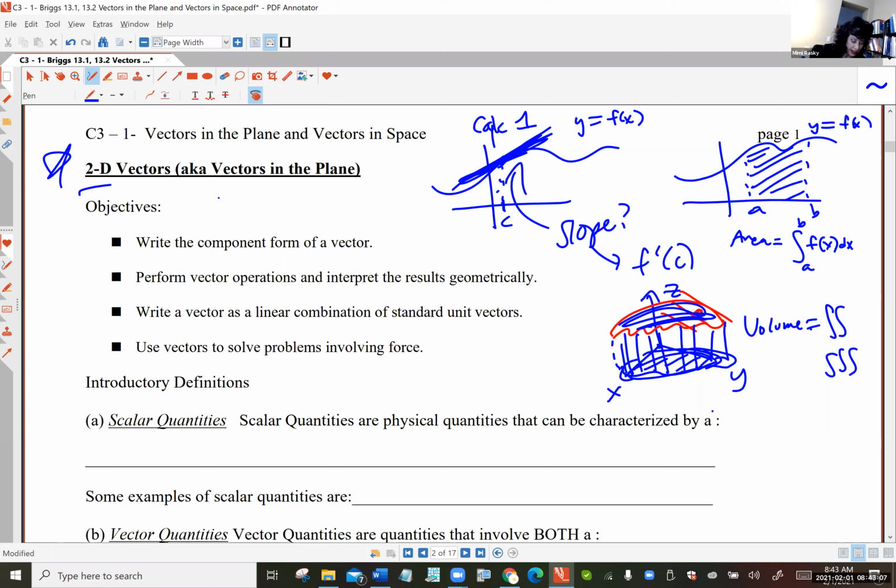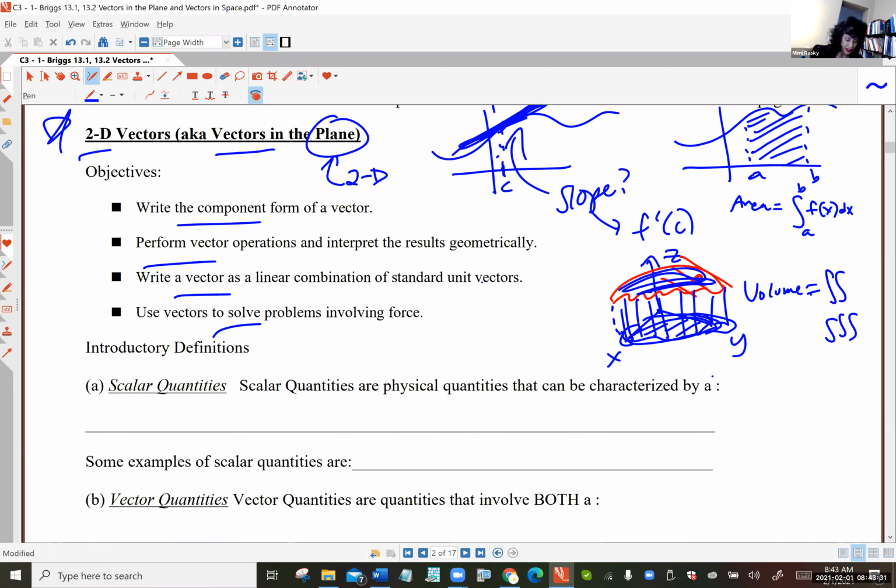So what the heck? Vectors in the plane. And the word plane does not mean a jet plane. From now on, for the rest of the semester, know this vocabulary word, folks. The word plane is going to mean 2D, 2 dimensions. So anytime somebody says in the plane, you'll know we're working in 2D instead of 3D. Fine. So we're going to learn how to do 4 objectives here.